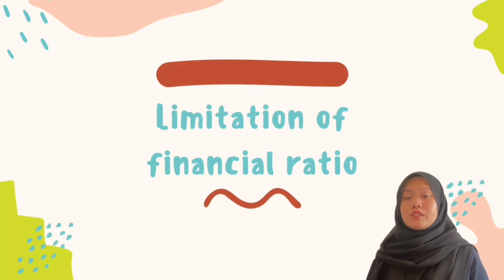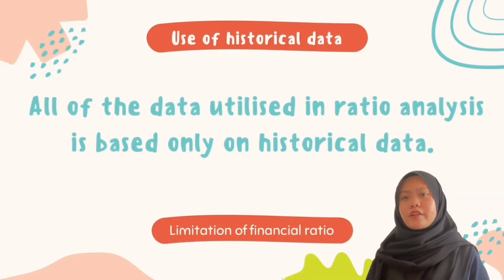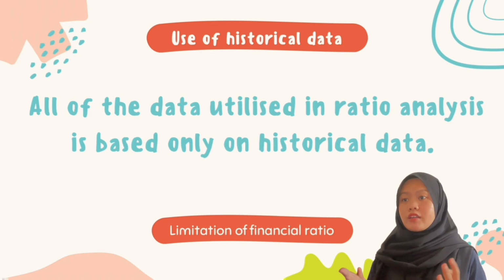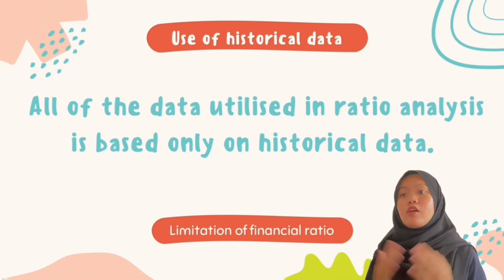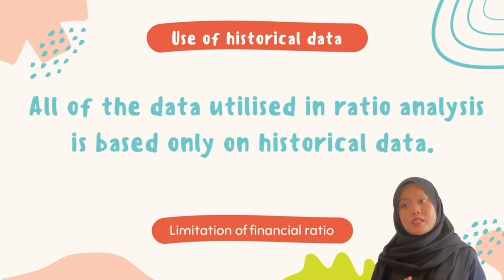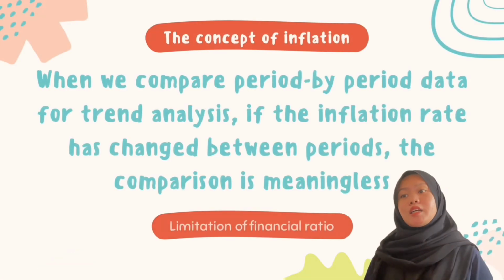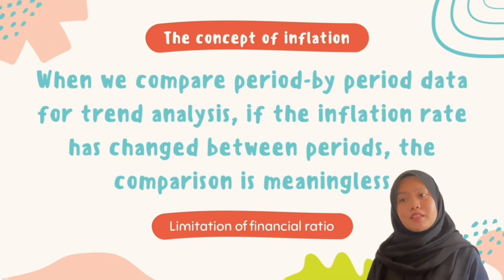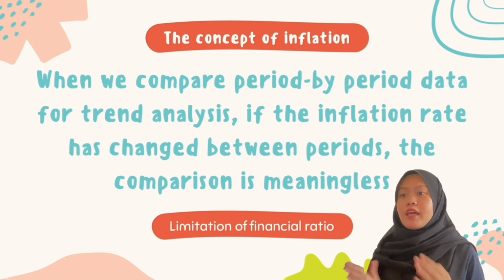Now, we're going to the next part, which is limitations of financial ratio. So the first one is use of historical data. All of the data utilized in ratio analysis is based only on historical data. These figures are based on historical data and are unlikely to remain constant in the future as business performance shifts over time. Second one is the concept of inflation, where we compare period by period data for trend analysis. If the inflation rate has changed between periods, the comparison is meaningless. The inflation element is not taken into account at all in ratio analysis.